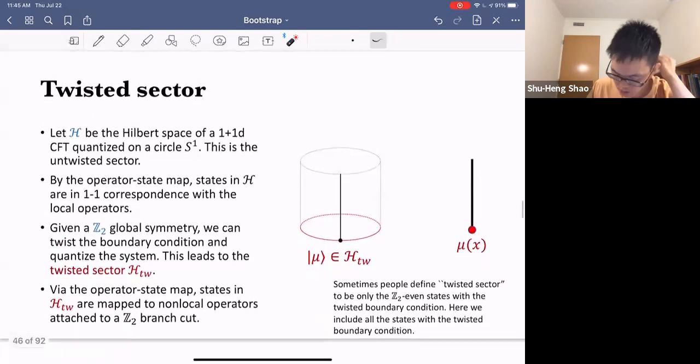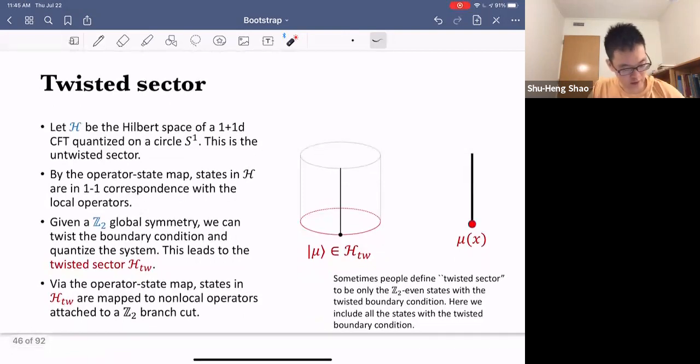Okay. So first, to diagnose the anomaly, we have to discuss some general consequences of having a symmetry in 1+1D. So let this blue H be the Hilbert space of a 1+1D CFT quantized on a circle. I'll call this the untwisted sector. It's just a fancy name for the ordinary Hilbert space of local operators. So by the operator-state correspondence, states in this Hilbert space are in one-to-one correspondence with the local operators of your 1+1D CFT.